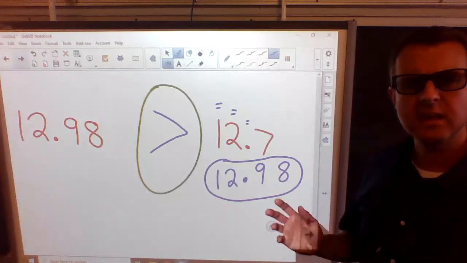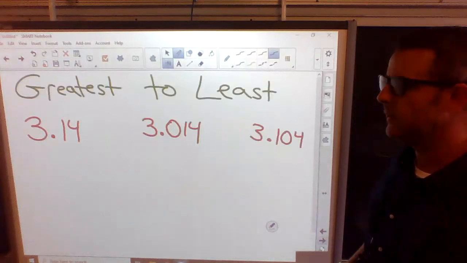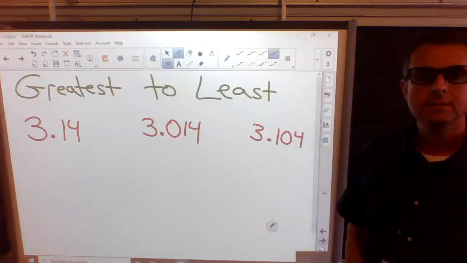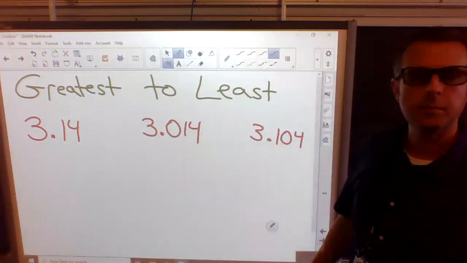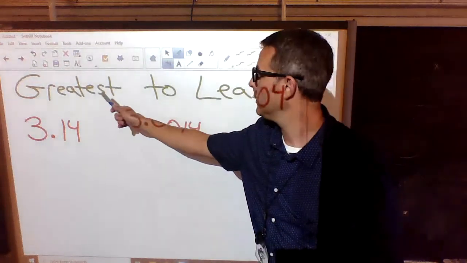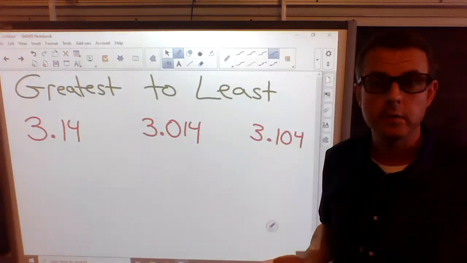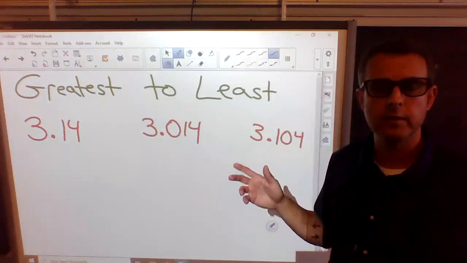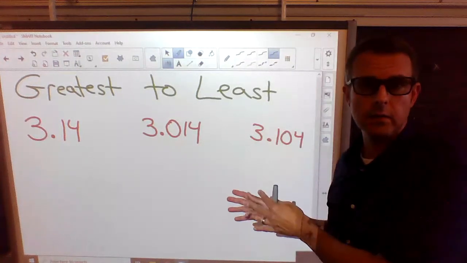So the last thing that you might see, and this is the one where they really try to trick you, they give you 3 numbers. And in this particular problem, they want you to put them in order from greatest to least. Sometimes they'll ask you least to greatest, but this time it's greatest to least. The biggest number, the middle number, and then the smallest number.